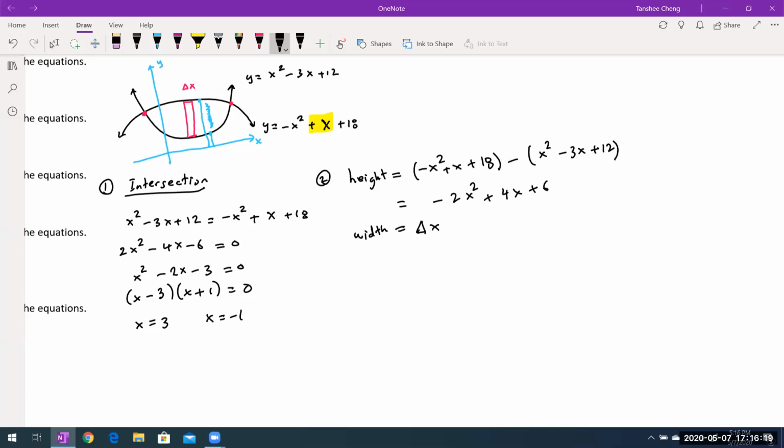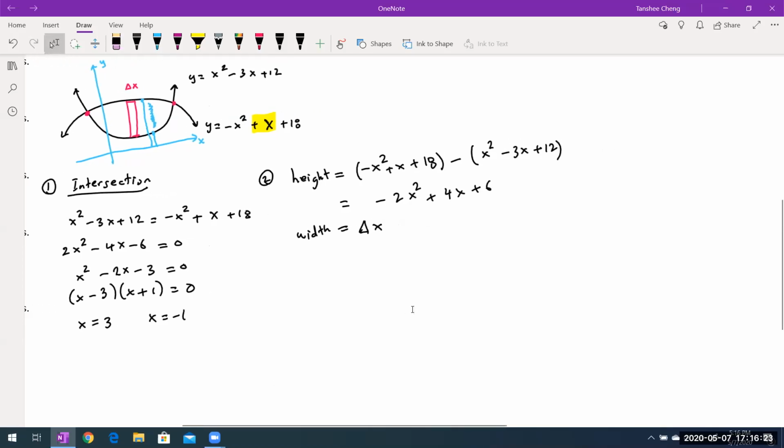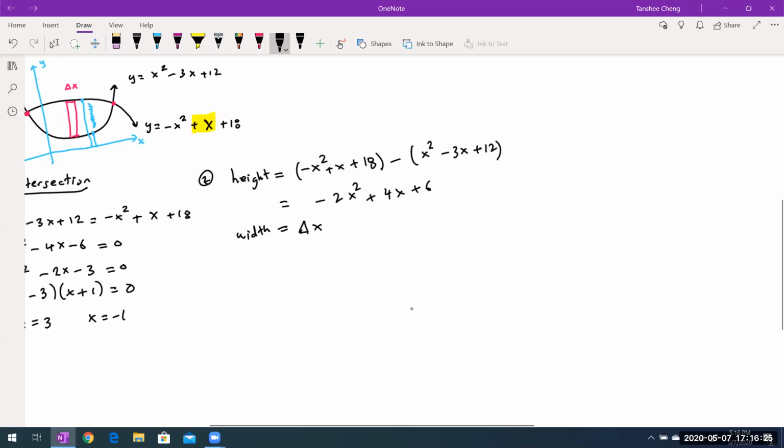So from here, we can set up the integral now. So our step 3 will be setting up the integral and evaluating it. The area of the region that we're looking for will be the integral from -1 to 3, that's our limit. And the height of the rectangle is negative 2x squared plus 4x plus 6, and then the width is delta x, which is dx. Now let's compute this definite integral.